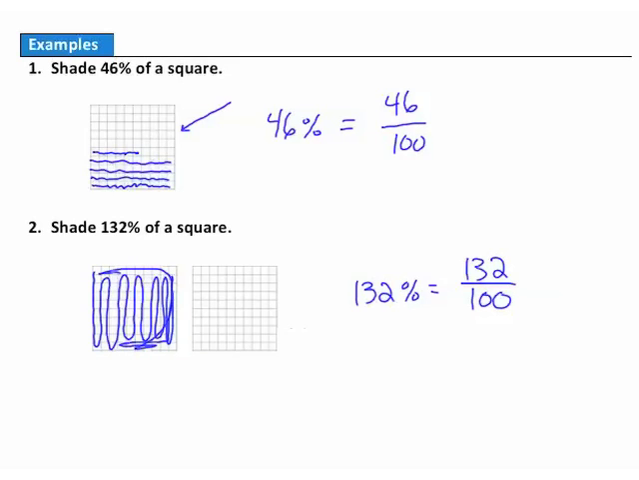So there's 100%. Now I need to shade 32%. So there's 10, 20, 30, and now I just need 2. So there is 132% of this box or this square shaded. Now notice that 132% is more than one whole object. So we needed more than one box to shade that amount.